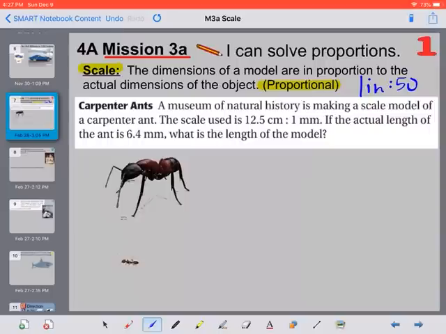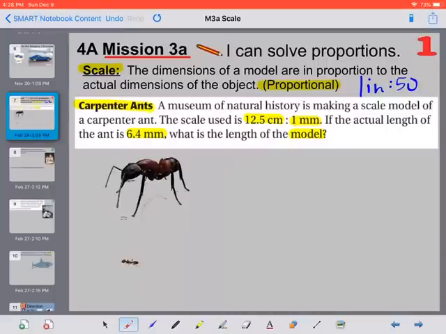So for example, here's one with a carpenter ant. A museum of natural history is making a scale model of a carpenter ant. The scale used is 12.5 centimeters to 1 millimeter. If the actual length of the ant is 6.4 millimeters, what is the length of the model? So ants are really tiny, so they're making a bigger model so that you can see it in a museum.